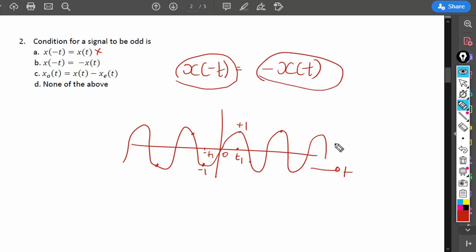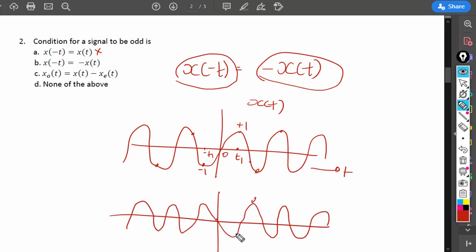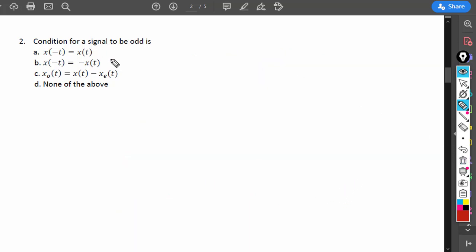For example, if this is x of t, if I take its mirror image, look at the amplitude, it is in the opposite direction, right? All these are in the opposite direction. So this is x of t, and this is x of minus t, but x of minus t is minus x of t because these two amplitudes are in the opposite direction. So the right option is x of minus t is equal to minus x of t.